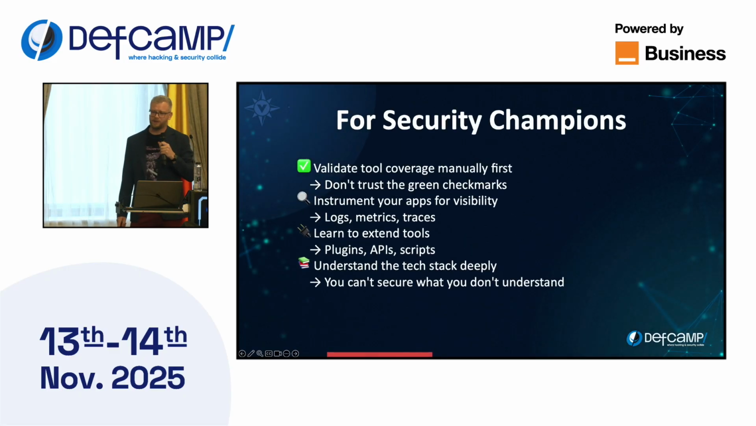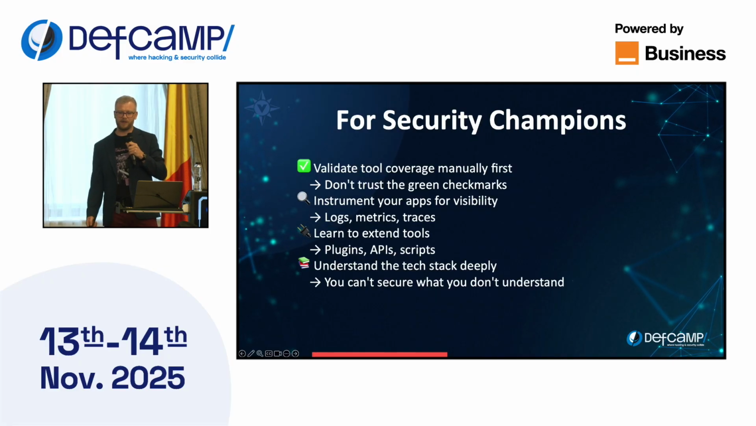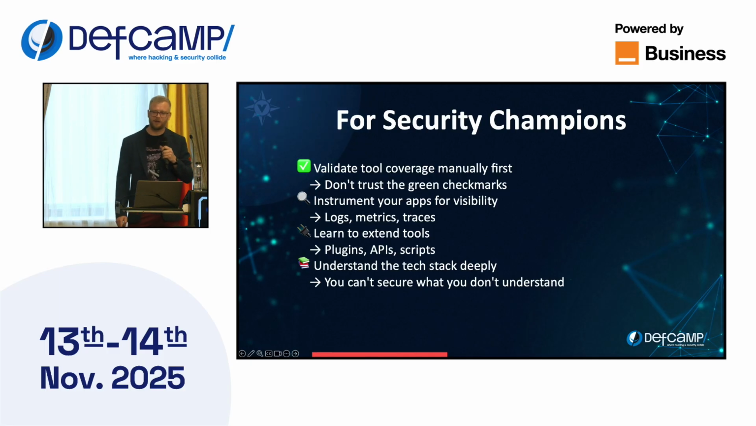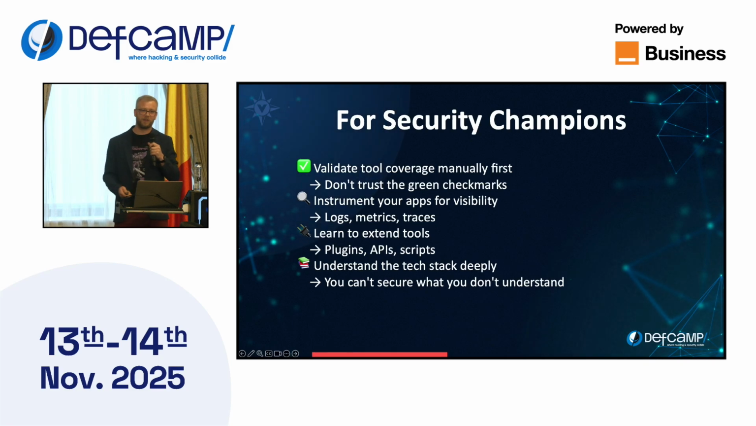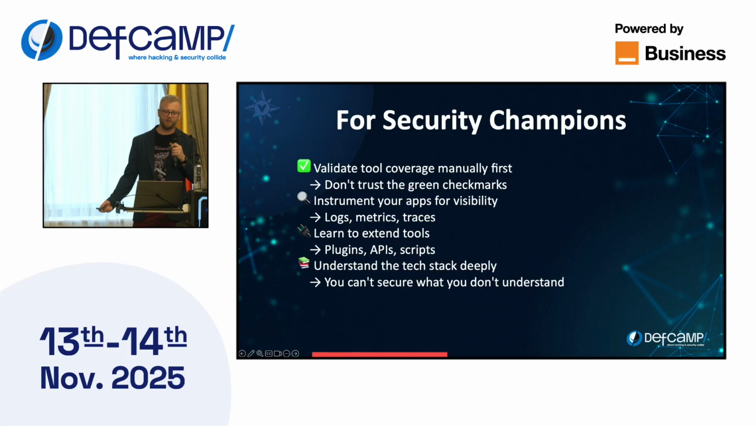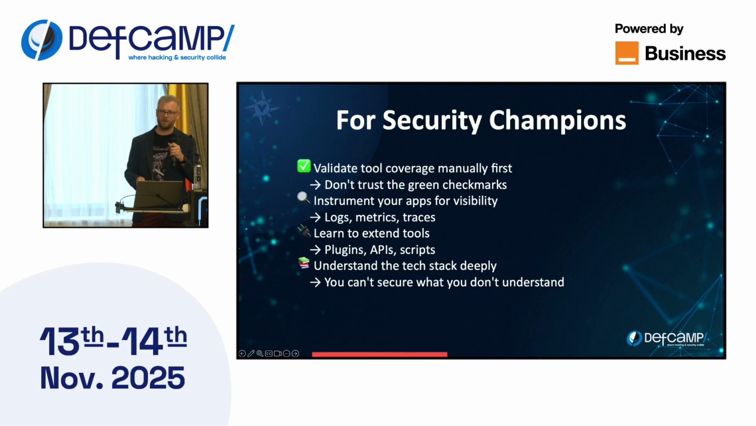So if you are a security champion, what I would like to advise you is to validate the tool coverage manually first. Don't just trust the green check marks. Instrument your apps for visibility: logs, metrics, traces. Learn to extend tools, create plugins, APIs, scripts. There's the ZAP proxy. You can create extensions for that. The community is very open. As I mentioned, Nuclei, same thing. You have a community, you have Discord channels, you can talk to people, they are going to help you out.